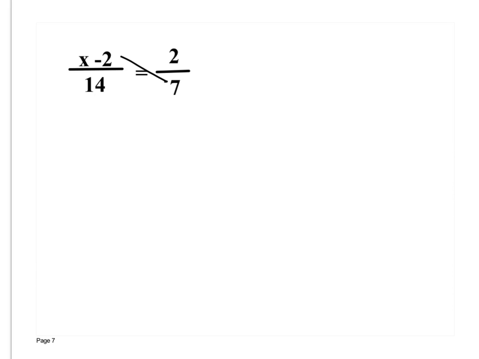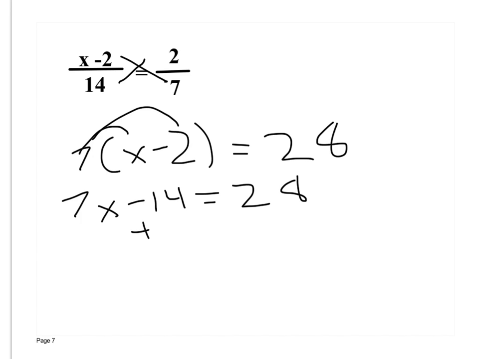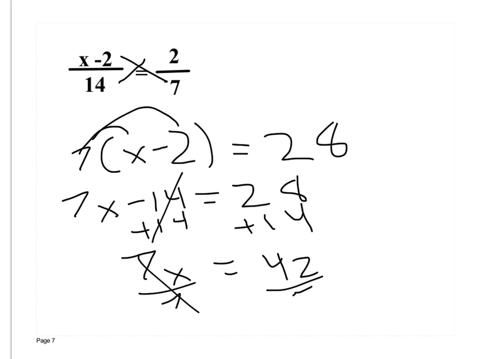Alright, so we need to find out what number x is to make this an equivalent proportion. So what we do is we cross multiply. We have 7 times x minus 2 is equal to 28. We distribute the 7. We get 7x minus 14 is equal to 28. We add 14 to both sides. This gives me 42. 7x is equal to 42, so we divide by 7. What is x? It is 6. Thank you.